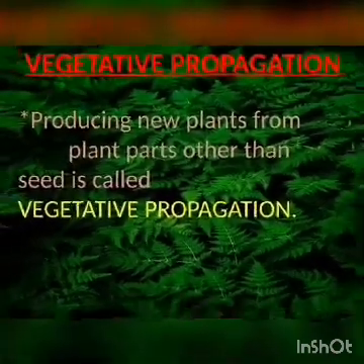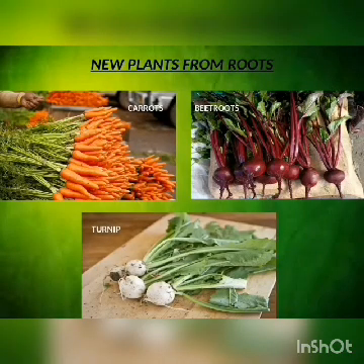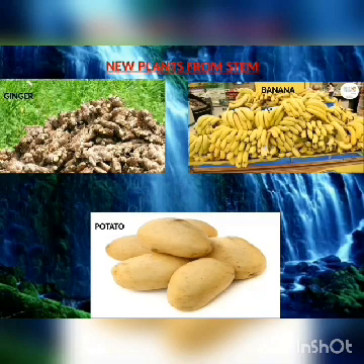New plants from roots. Roots of plants like carrot, beetroot, turnip, radish, sweet potato, etc. store food. These roots contain small buds from which new plants grow. A piece of the root along with the bud is cut and planted in the soil. Under suitable conditions, these buds develop roots and shoot, forming a plant. Bud is a small lump on the plant part from which a new shoot, leaf, flower or a new plant can grow.